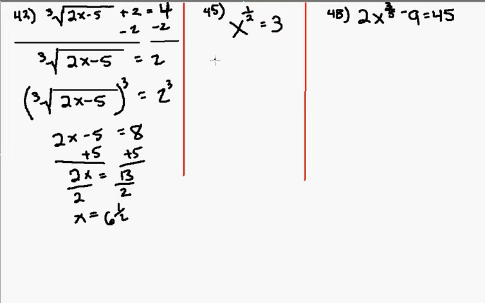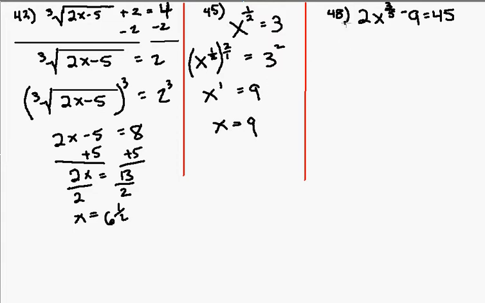Alright, then going to 45, here I have x to the 1/2 power equals 3. Well, the way to make this into x to the first is by raising the half power by the reciprocal of 2 over 1. And what you do to one side of the equation, you do to the other. Half times 2 is x to the first. 3 squared is 9. X equals 9.